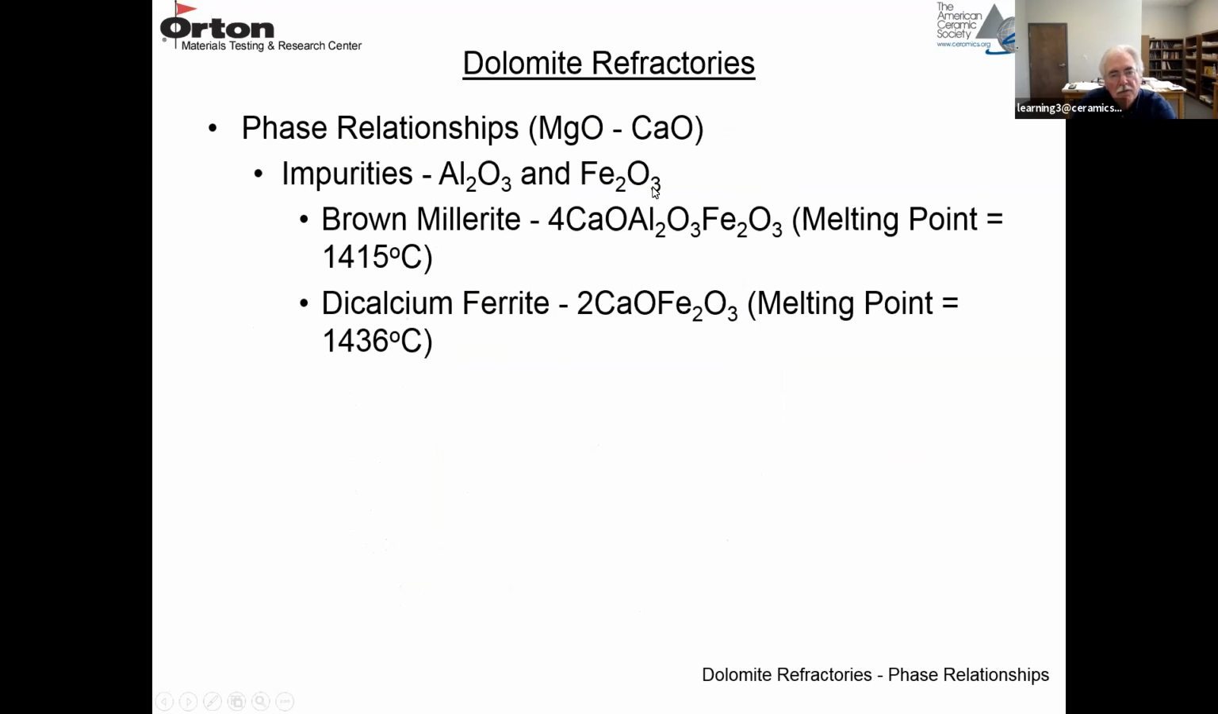Al2O3 and Fe2O3 are impurities in dolomite. They form these different compounds. This one is 4CaO·Al2O3·Fe2O3. That's brownmillerite. It melts at 1450 to 1500 degrees C. So it's a relatively low temperature material. And dicalcium ferrite, 2CaO·Fe2O3, melts at 1436 degrees C.